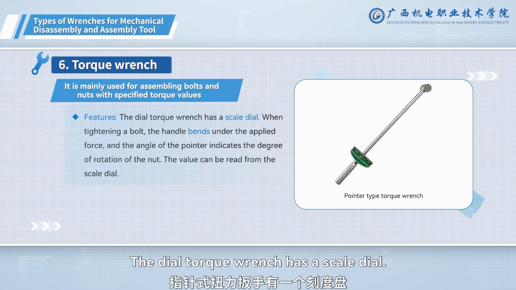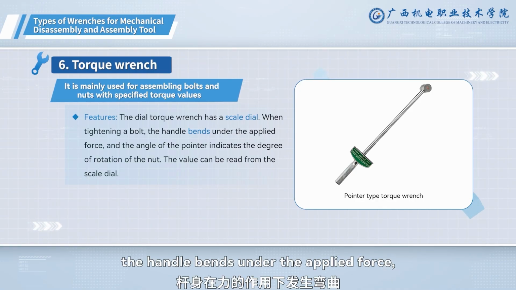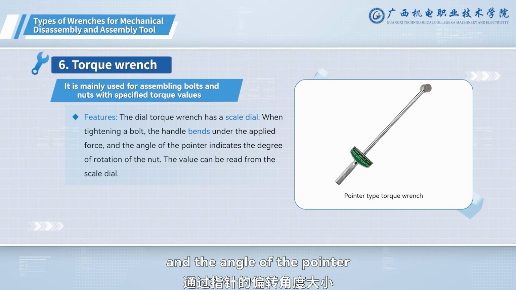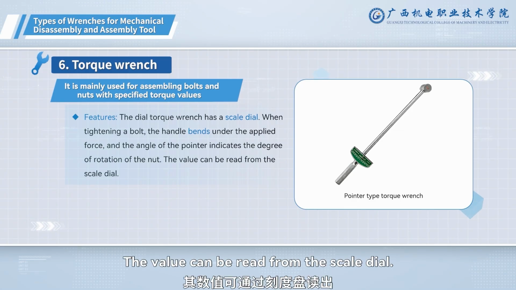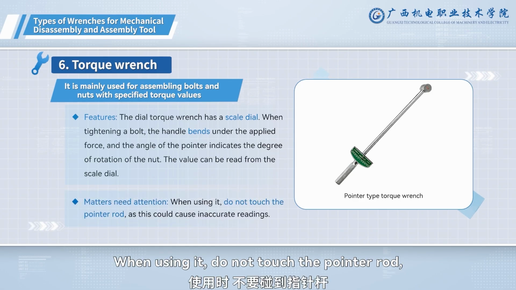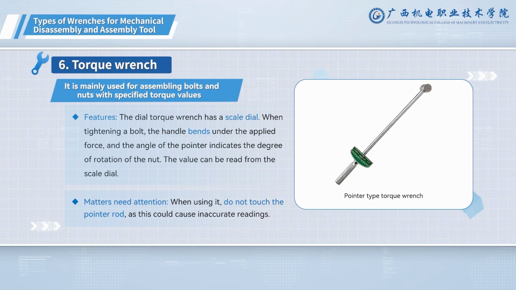The dial torque wrench has a scale dial. When tightening a bolt, the handle bends under the applied force, and the angle of the pointer indicates the degree of rotation of the nut. The value can be read from the scale dial. When using it, do not touch the pointer rod, as this could cause inaccurate readings.